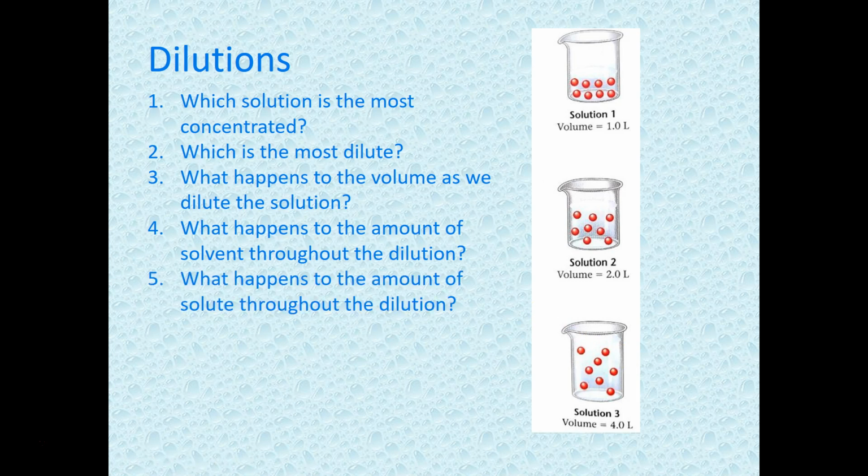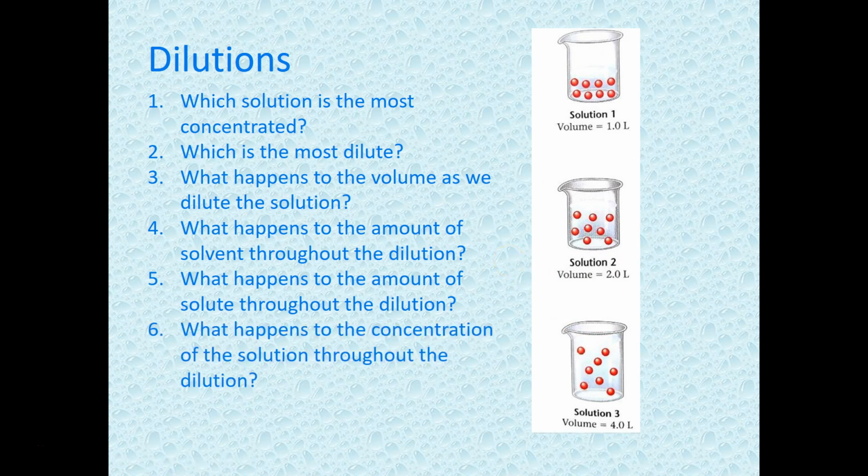What happens to the amount of solute throughout the dilution? Well, you can see that it's staying the same. We have 8 particles of solute, 8 particles of solute, and still have 8 particles of solute. It doesn't change. Only the volume of our solvent is changing. So what happens to the concentration of a solution throughout the dilution? It gets less and less concentrated. Where this one was our most concentrated, this one was in our middle, and then this one is the least concentrated.